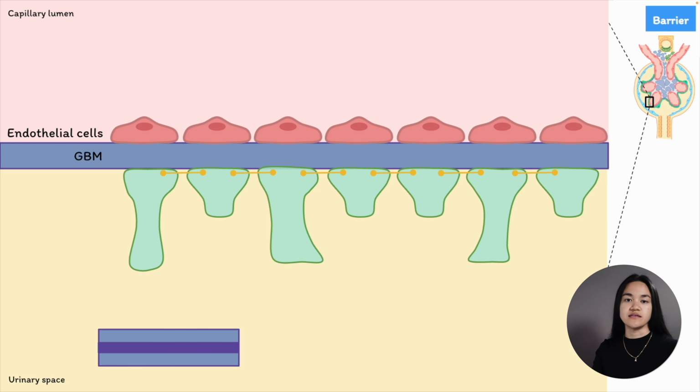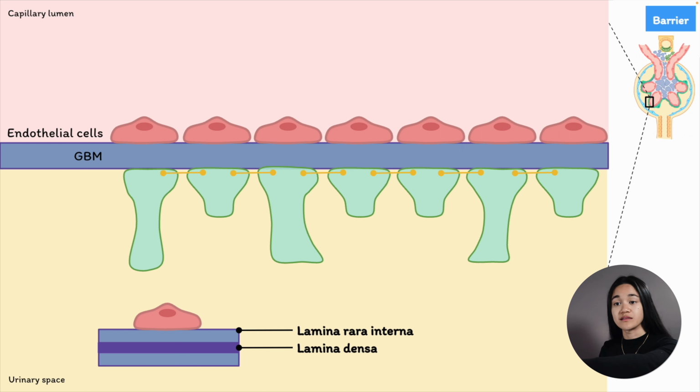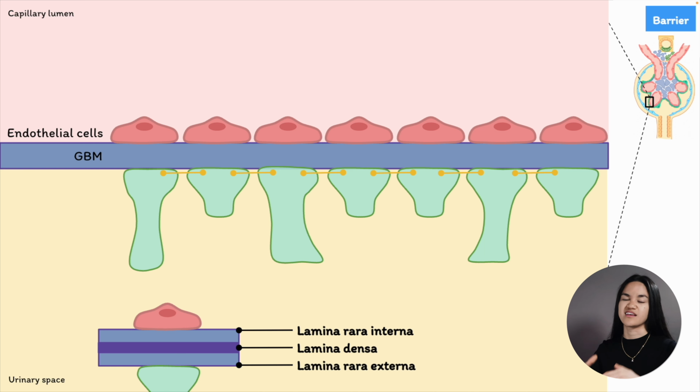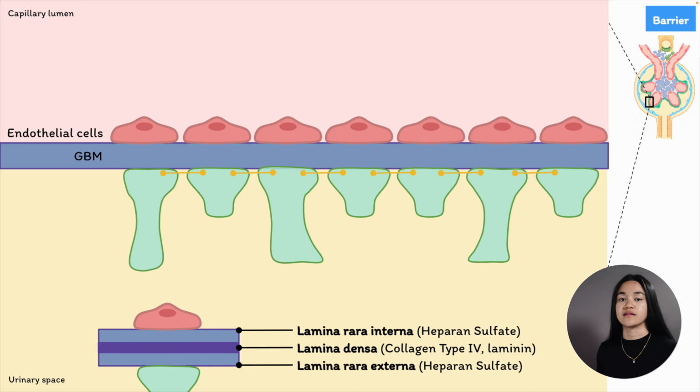This is what separates the vasculature from the urinary space and is formed by the glomerular endothelial cells and podocytes. On the endothelial side, next to the endothelial cells, is the lamina rara interna. Then we have the central lamina densa, this thick middle layer, and then the lamina rara externa on the epithelial side next to the podocyte layer. Both the lamina rara interna and externa are composed of proteoglycans, heparan sulfate proteoglycans, whereas the lamina densa is mainly composed of type 4 collagen and laminin.